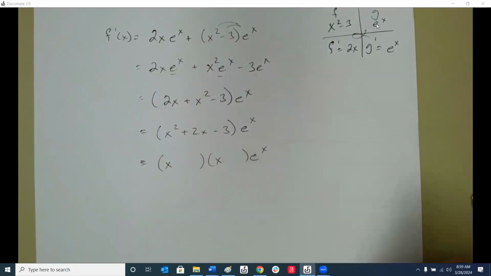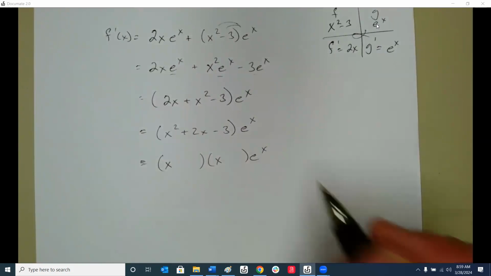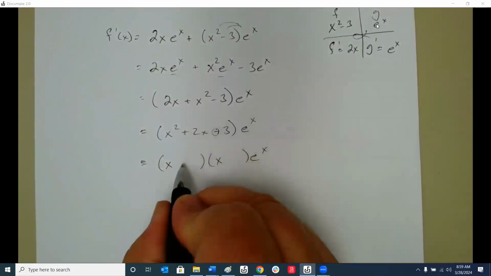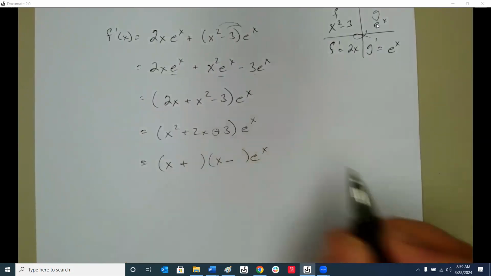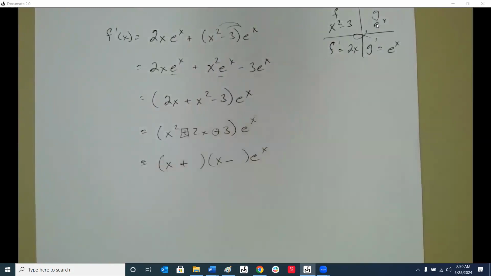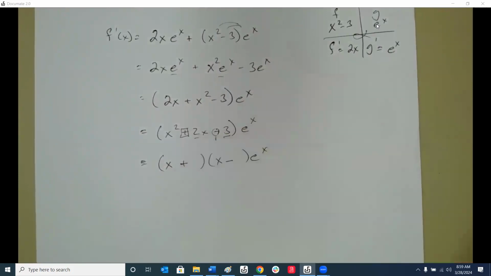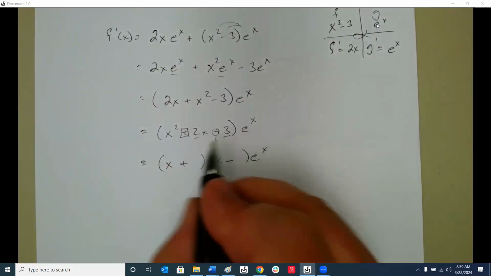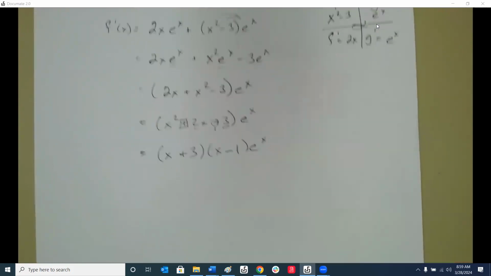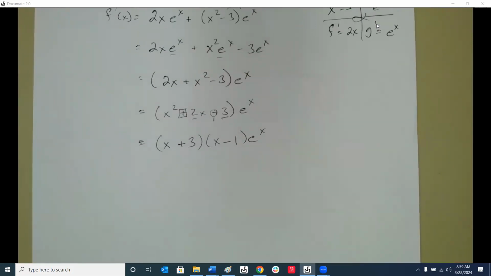What signs go in there? Yeah, so second sign is a minus, one's positive, one's negative, and the bigger number gets the plus. What times what is 3? When you subtract them, you get 2. 3 and 1. Now it's easier to look at.